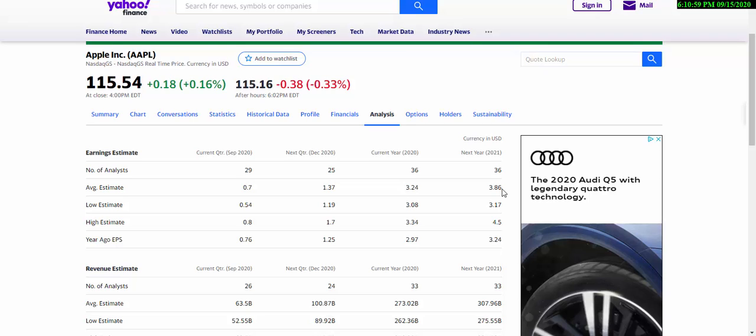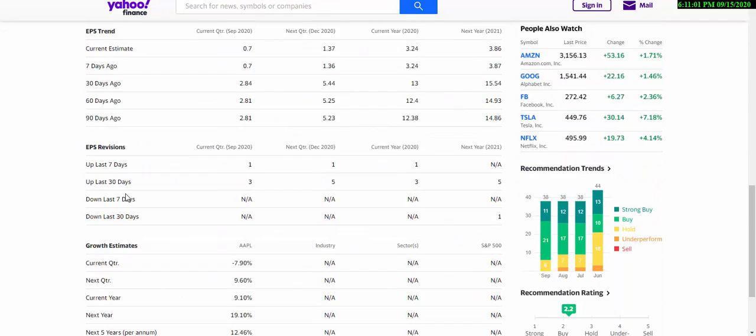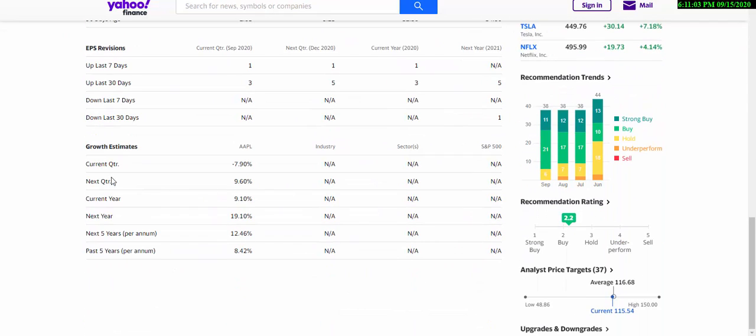If we scroll down, we can see over here what the growth estimates are. So for the next year, they estimate that it's going to be 19.10%, which is actually something good, and we can see this reflected in the earnings estimates. And for the next years, the average is 12.46%, which is actually really good.